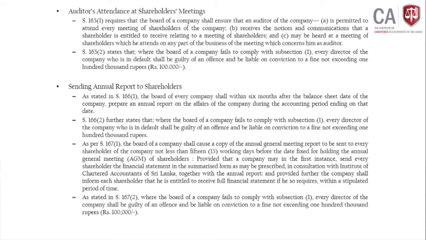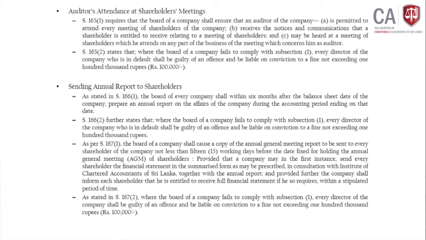As stated in section 166(1), the board of every company shall within 6 months after the balance sheet date of the company. Now, I will tell you later what this balance sheet date is, but basically balance sheet date is the date on which you complete your accounts, right. So, the board of every company shall within 6 months after the balance sheet date of the company prepare an annual report on the affairs of the company during the accounting period ending on that day.